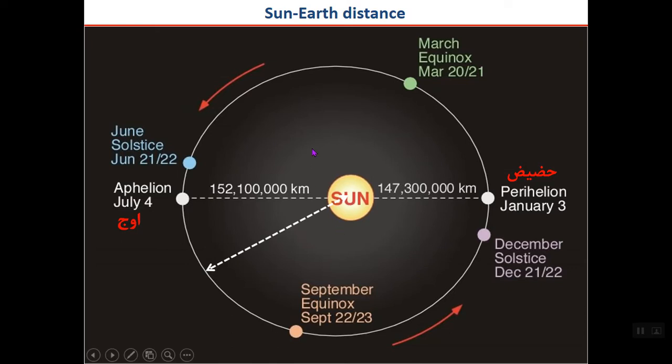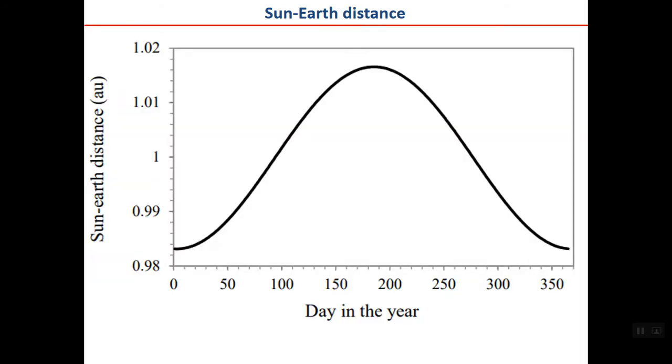So what is the reason for seasons? The reason for what we know as seasons is not the distance between the Sun and the Earth. The reason is another parameter, the declination angle, and we will discuss that later. Here you can see the variation during the days of the year, starting from the 1st of January. You can see that the minimum distance is in January, and the maximum distance, as you can see, is somewhere in the summer.